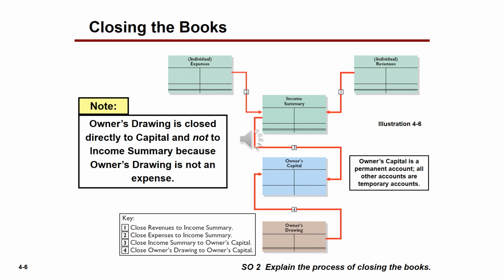Okay, now the owner's capital account is a permanent account, if you guys remember. So all of the other accounts that we mentioned before, the revenues and the expenses and the drawings accounts, are temporary. Now what happens to the drawings accounts? The drawings account goes directly to the owner's capital account, right? So it doesn't go to the income summary account.